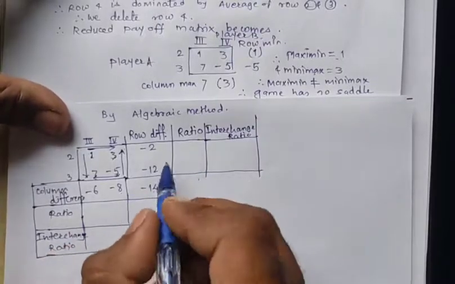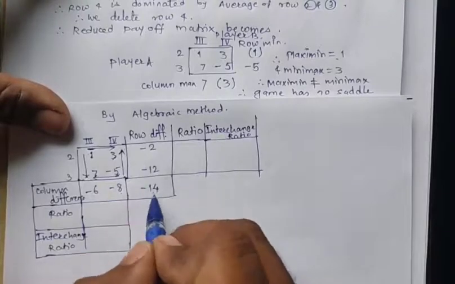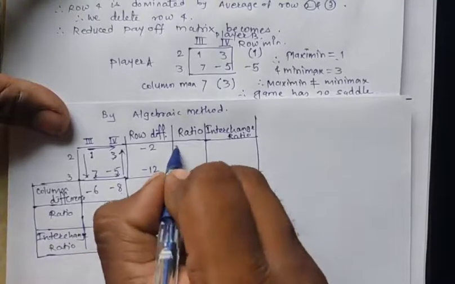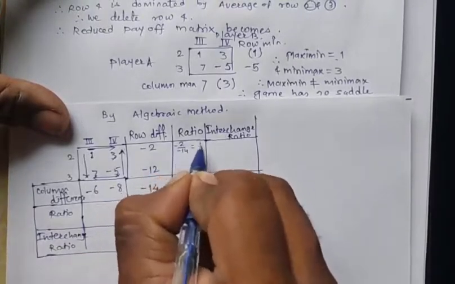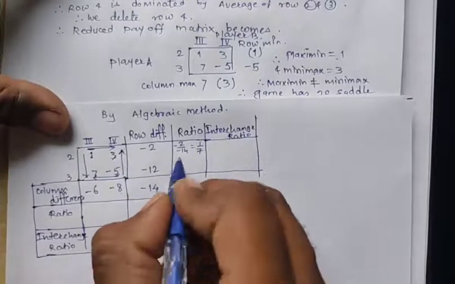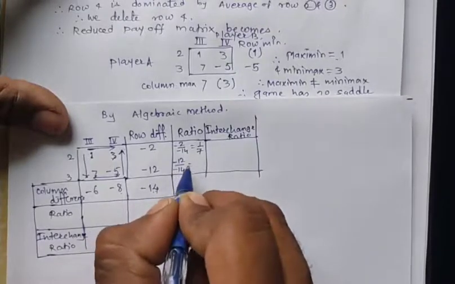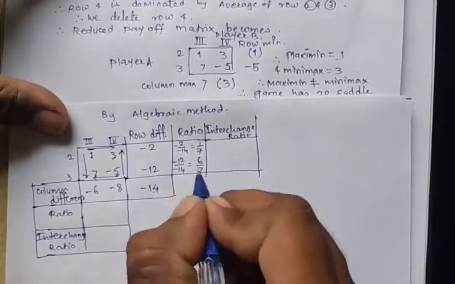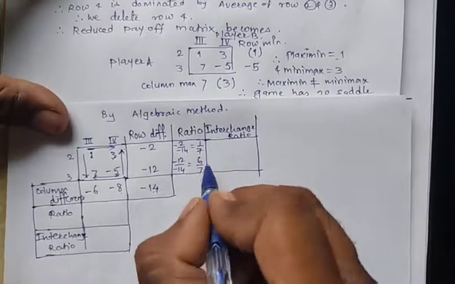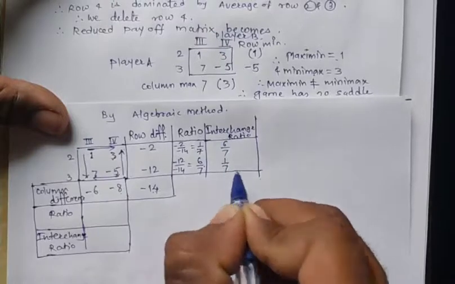Now we divide this row difference by their sum. So minus 2 upon minus 14 which is 1 upon 7, and after dividing minus 12 upon minus 14, we get, dividing throughout by 2, 6 by 7. And interchange ratio, so write down this ratio here, 6 by 7, and write down this 1 by 7 here.